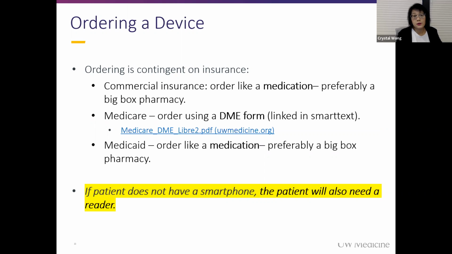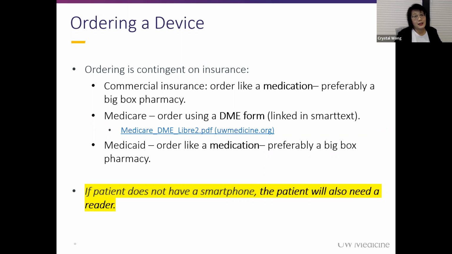If you have a patient who doesn't have a smartphone, they have an old-fashioned flip phone, or they don't have a cell phone at all, and they're still a candidate for this program, you would have to also order them a reader. It would go as a medication, just like ordering a glucometer, for commercial insurance and Medicaid. It would be part of the DME form if you're doing it for Medicare.